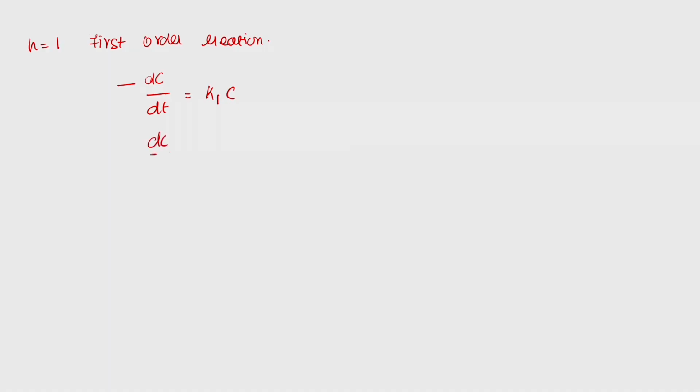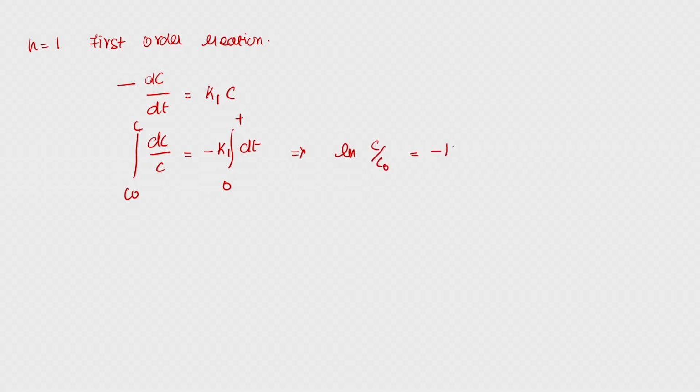So, dC upon C is nothing but minus K1 dt. I will integrate from the initial concentration to the final concentration, from the initial minute to the t-th minute, which gives ln(C/C naught) equal to minus K1 t. So if you want to calculate the concentration at any point of time, C equals C naught e power minus K1 t.